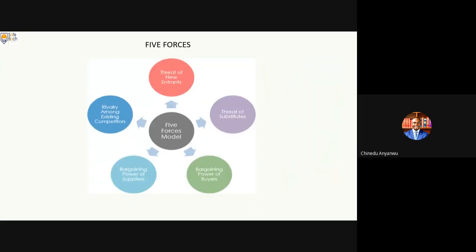The next thing we need to look at is what we refer to as the 5 forces. I won't talk much about the 5 forces. If you want to know more about them, you can get in touch with us. Another thing is the use of benchmarking. Benchmarking is simply comparing yourself with other people in the same business as you.